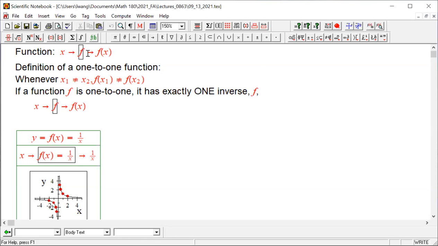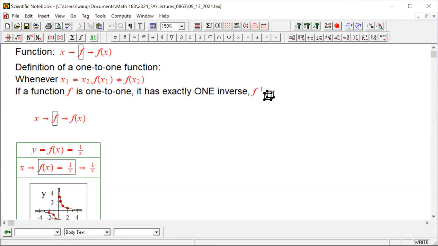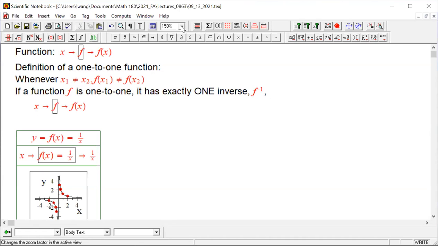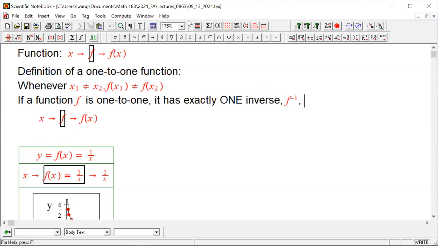That inverse I'm going to call f inverse. This is the notation, and you're going to see it a lot. Let me make it in larger font. Can you see the negative 1 on the shoulder? Since we already know this function is one-to-one, it has exactly one inverse. What does exactly one mean? One and only. Unique.